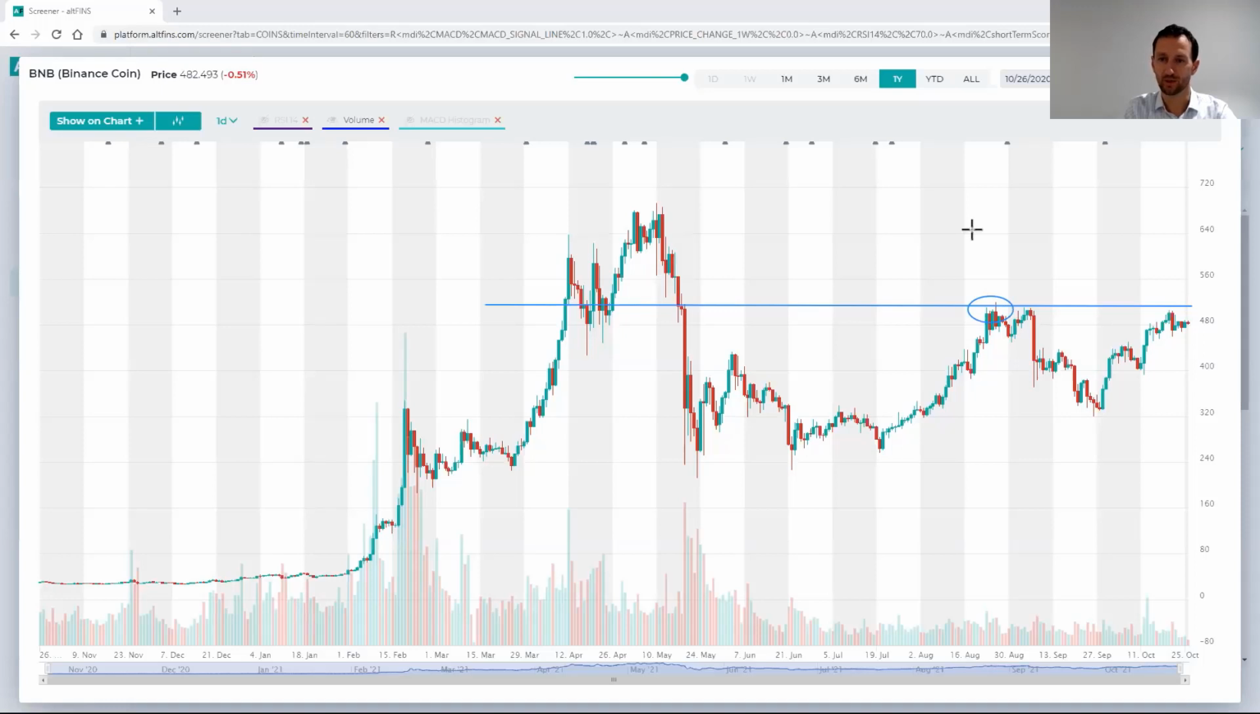If we zoom in, the buyers were not able to push it over. They tried again and failed. So the holders of the coin and other market participants, maybe short sellers, said this is a $500 level, and it often happens around round numbers, where the buying dried up and the selling increased.